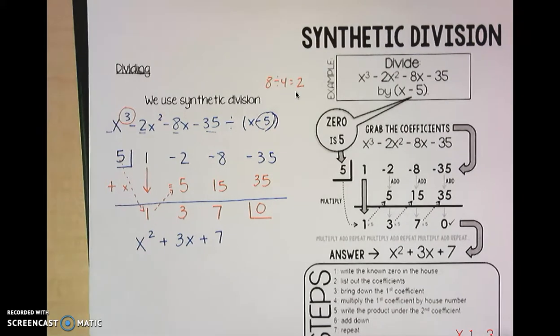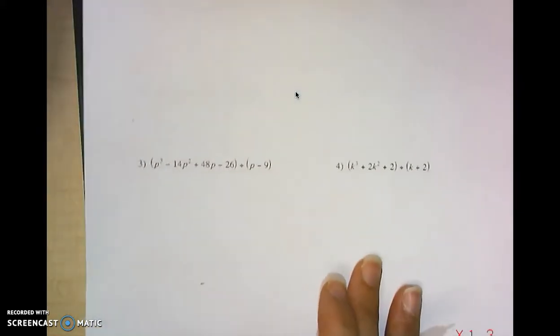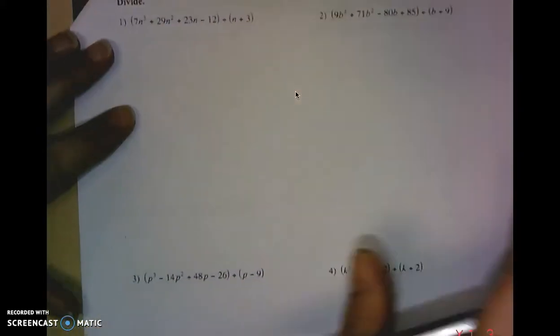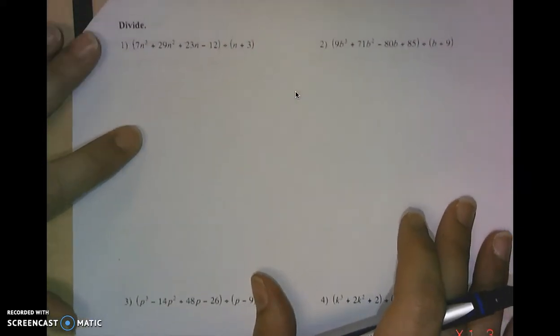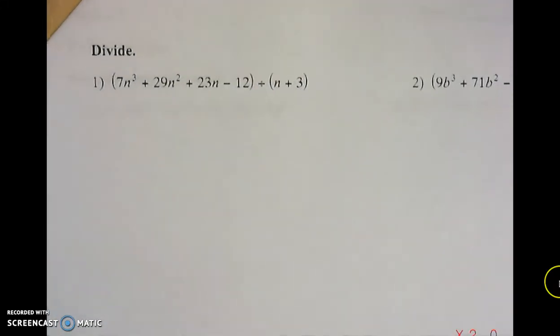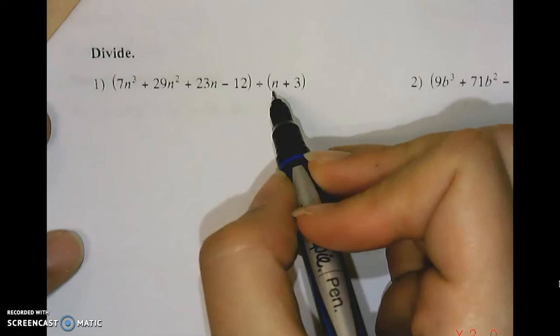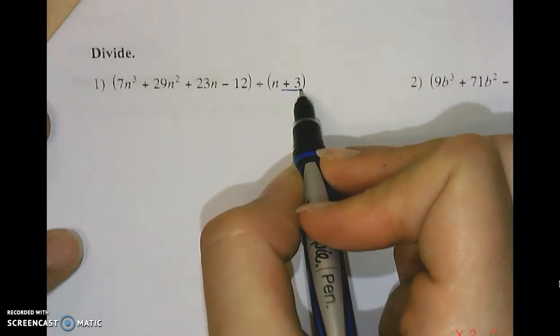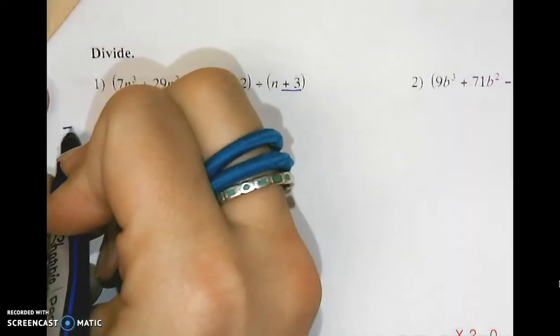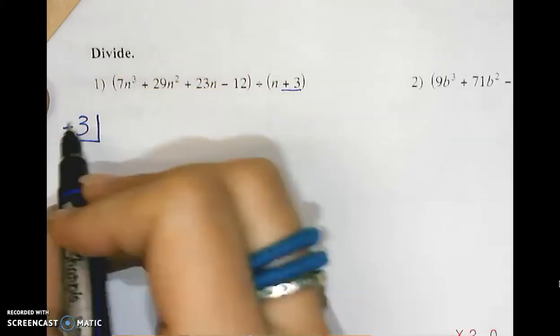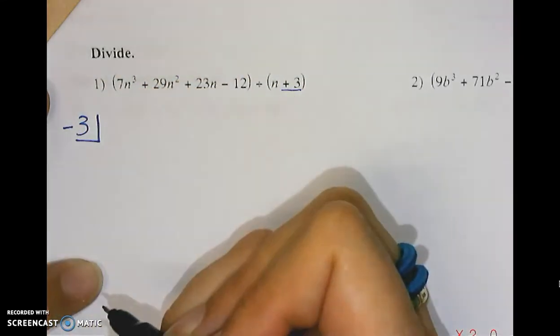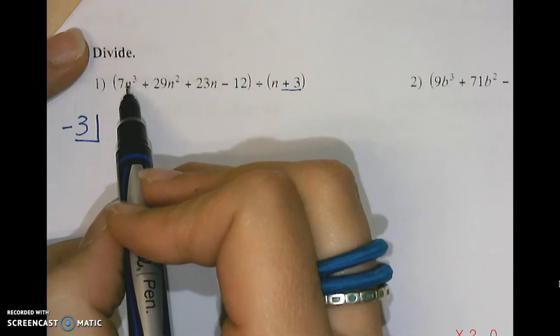Okay, let's do a couple of these. Let me zoom this in a little bit to make this easier. First I look at what I'm dividing by. I'm dividing by n plus 3. So out here in the little house, I'm going to put a negative 3. Remember, always take the opposite.